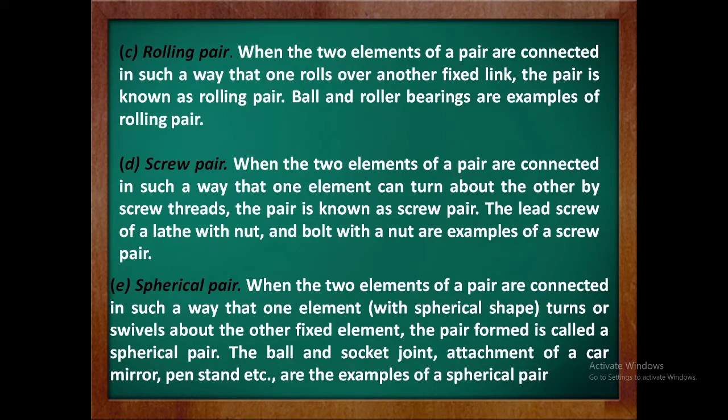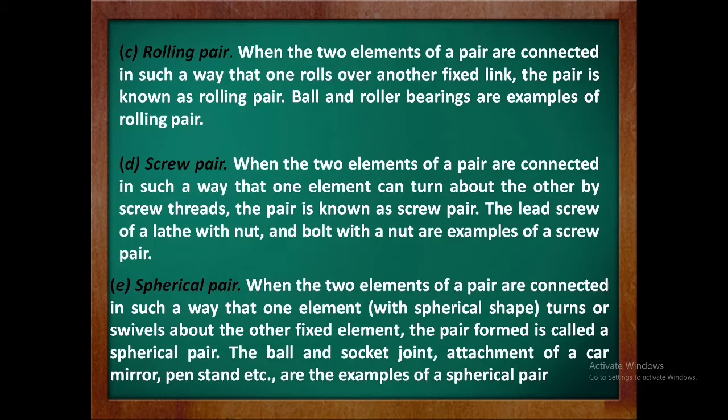Fourth one, screw pair. When the two elements of a pair are connected in such a way that one element can turn about the other element by screw threads, the pair is known as a screw pair. For example, the lead screw of the lathe with the nut, and nut and bolt are the examples for screw pair.